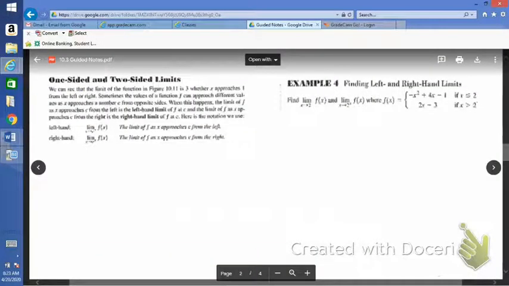Okay. So in example 1, the limit is 3, whether x approached it from the left or the right. We got that. Now, sometimes the values of a function f can approach different values as x approaches a number from opposite sides. When this happens, the limit of f as x approaches c from the left is the left-hand limit, and as x approaches c from the right, that's going to be the right-hand limit, and then there's the notation for it right here. All right, and we've dealt with this notation early on in the year.